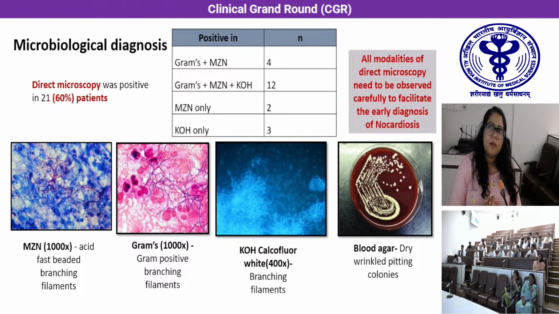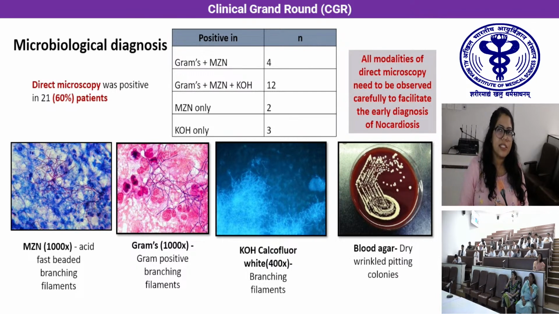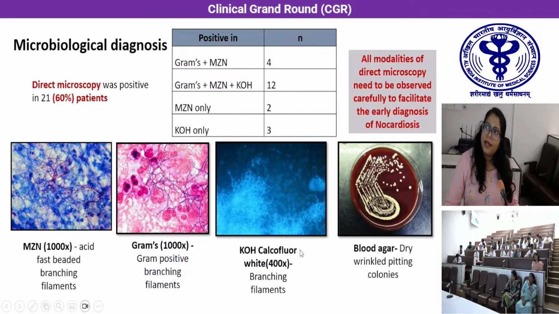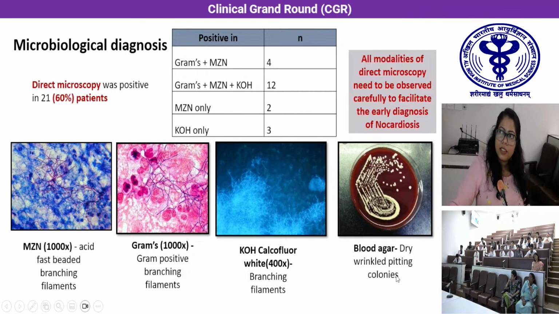So coming to the microbiological diagnosis, direct microscopy was positive in about 60% of the patients in our case series. All modalities of direct microscopy have to be carefully observed in order to facilitate early diagnosis. And we have incidentally picked up many cases of pulmonary nocardiosis on KOH calcofluor white stain as well, because we routinely perform this. And in culture, they appear as dry, wrinkled, pitting colonies.